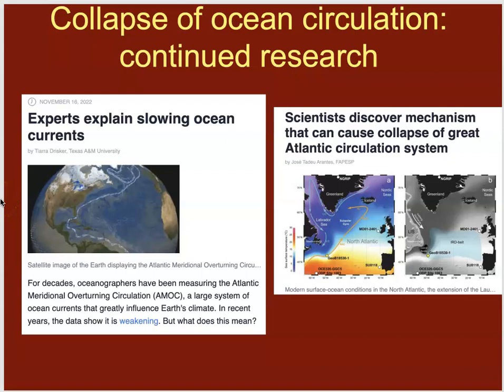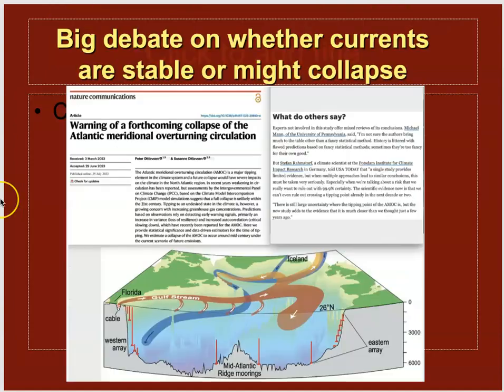And it's a thread that keeps popping up year after year over the past decade, that experts think the ocean currents are slowing. Experts find a mechanism that can collapse this ocean circulation system. The idea is that we can change things very fast in Earth's climate system, that if you mess with the circulation system, you can get a dramatic change in climate over a period of a few decades.